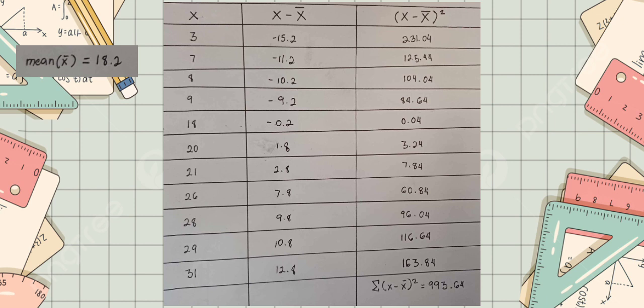Now, we're going to square them. So, 3 minus 18.2 squared equals 231.04. 7 minus 18.2 squared equals 125.44. 8 minus 18.2 squared equals 104.04, and so on and so forth until 31. To get our sigma, we're going to add all the x minus mean squared values. So, we got 993.64, which is our sigma.